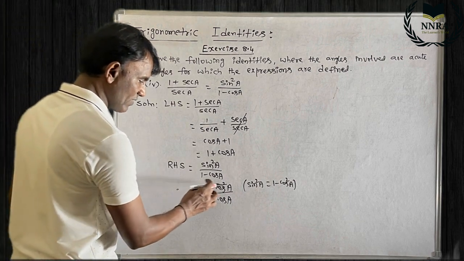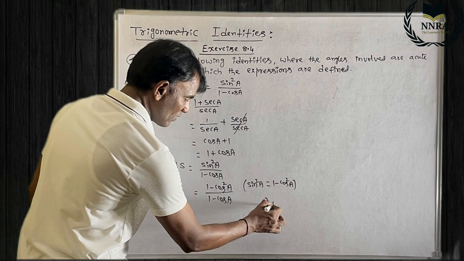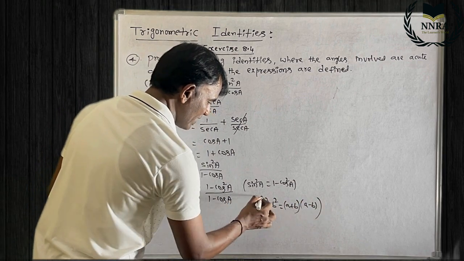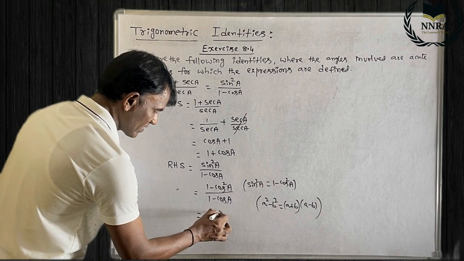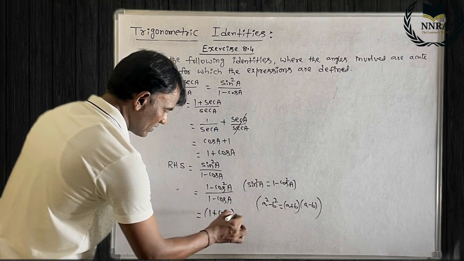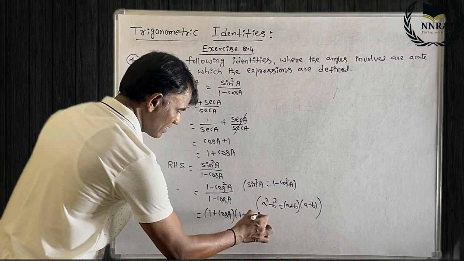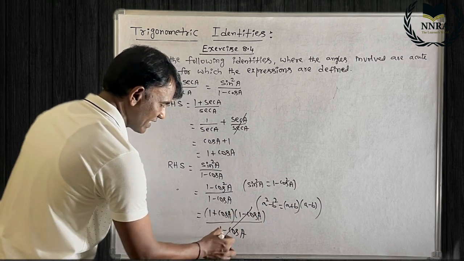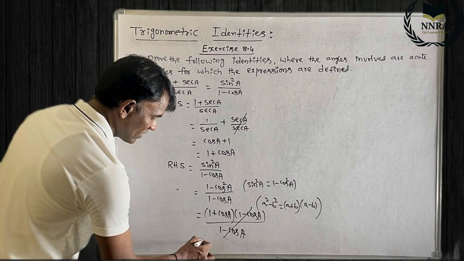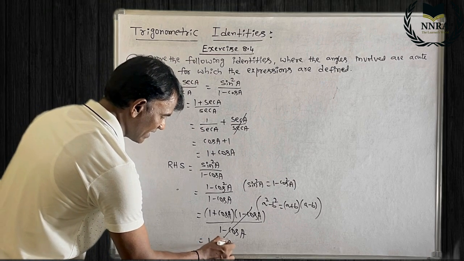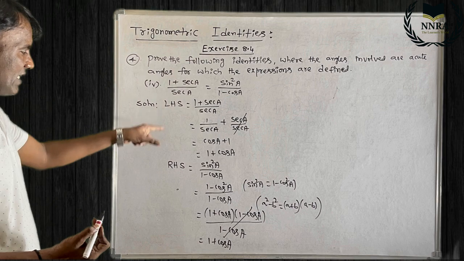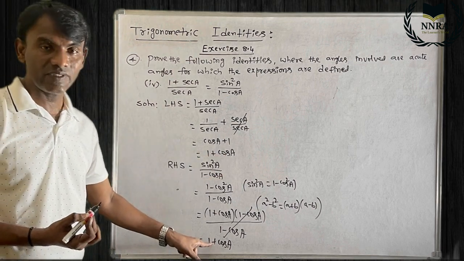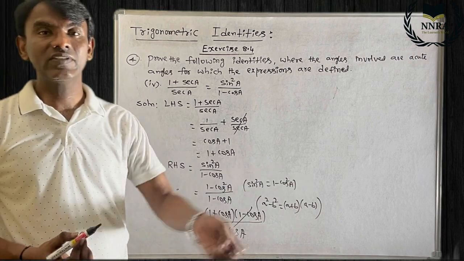Now how to write this value? Here, this is the form of A square minus B square. What is the value of A square minus B square? That is A plus B into A minus B. So this can be written as 1 plus cos A into 1 minus cos A divided by the denominator, 1 minus cos A. Now both get cancelled. So that equals 1 plus cos A. So what is the conclusion? LHS equal to RHS. Here 1 plus cos A, here also 1 plus cos A. Therefore LHS equal to RHS.